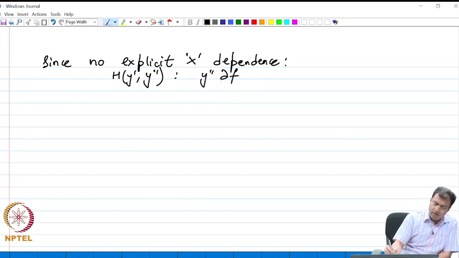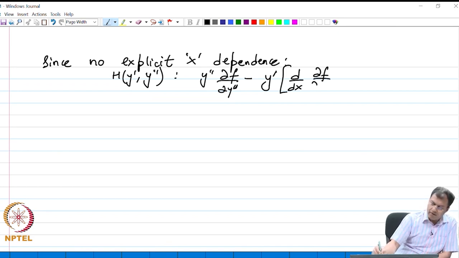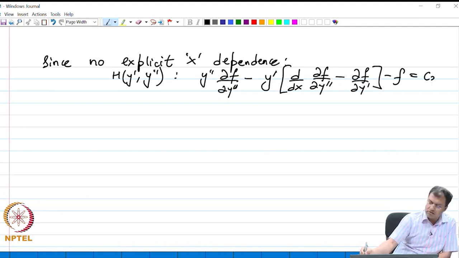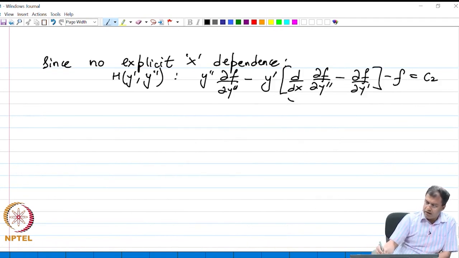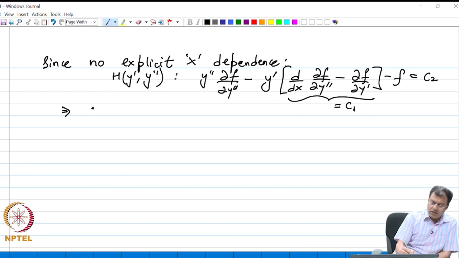del f del y double prime minus y double prime d dx of del f del y double prime minus del f del y prime, minus f is equal to the constant c2, right. So, this is my Beltrami identity, and further in the previous slide we have seen that this particular quantity is a constant. Let me call this c1, right. So, this quantity in the bracket is nothing but equal to c1 from the previous slide. So, what I have is the following equation to be satisfied: y double prime del f del y double prime minus y prime c1 minus f is equal to c2.